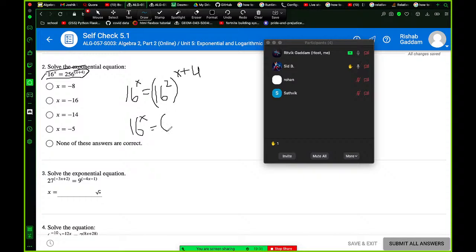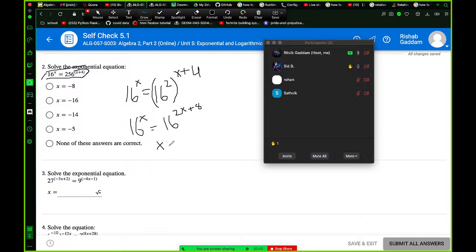So that equals 2. That's 2 plus x plus 4. Oh wait, no, that's times. So it's 2x plus x. Okay. No wait. Yeah, but this is the power of a power. So we're okay. Remember the power of a power rule. 2x plus 8. Yeah.